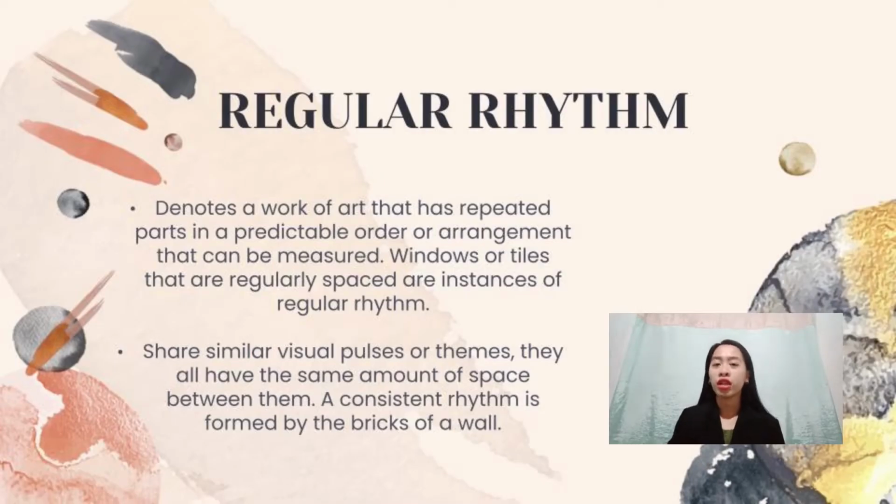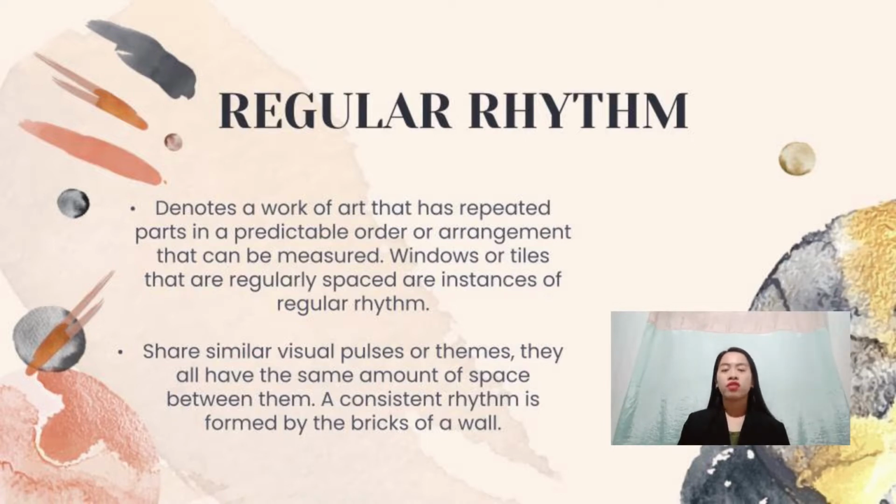So when we say regular rhythm, it is the repetition of elements that are evenly spaced. It's a work of art that has repeated parts in a predictable order or arrangement that can be measured. Windows or tiles that are regularly spaced are instances of regular rhythm. It also shares similar visual themes. They all have the same amount of space between them. A consistent rhythm is formed by a brick wall. The best example of regular rhythm is brick walls.